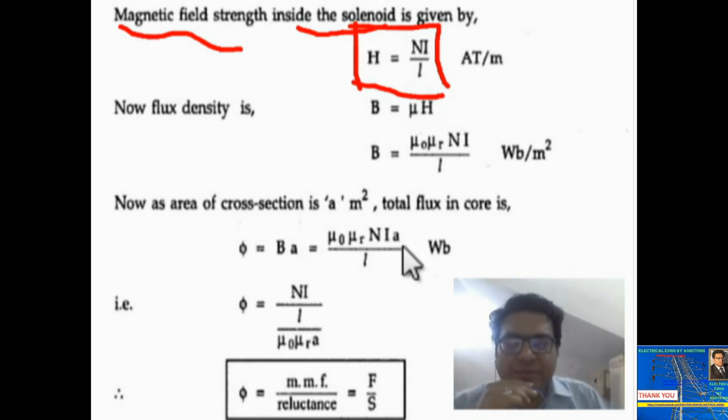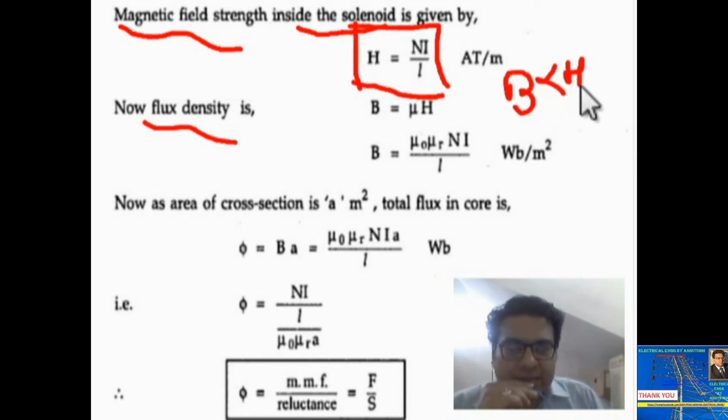And flux density. What is flux density? Capital B is directly proportional to H. If H increases then B will also increase, or if B increases then H will also increase, guys. Both are directly proportional. B is flux density, and you can write B is equal to mu H, and then in place of mu you write mu 0 into mu r. In place of H you write Ni upon L. So the formula for flux density becomes mu 0 mu r Ni upon L in Weber per meter square.